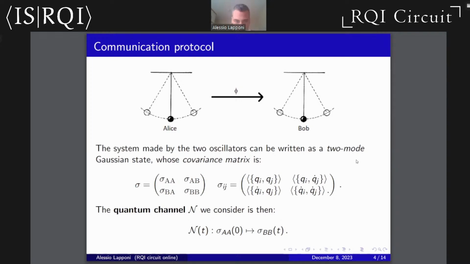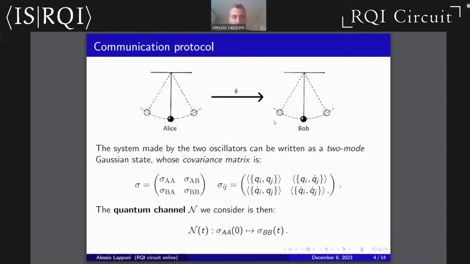Okay. How will they communicate? Well, it's simple. Alice prepares its detector in a certain state, then by coupling with the field, Alice shares some information with the field, then the field propagates to Bob's detector, and Bob, interacting with the field, will receive at least part of Alice's message.